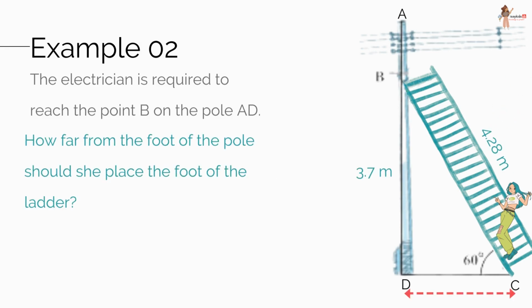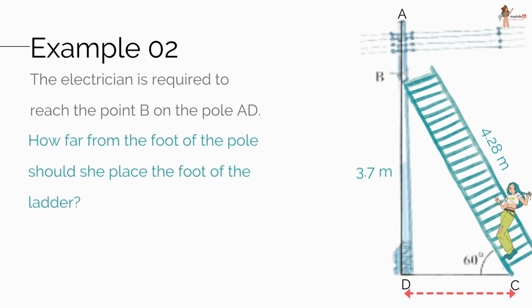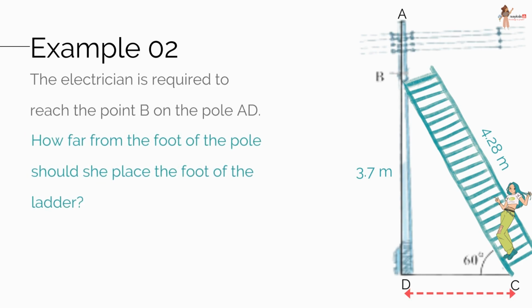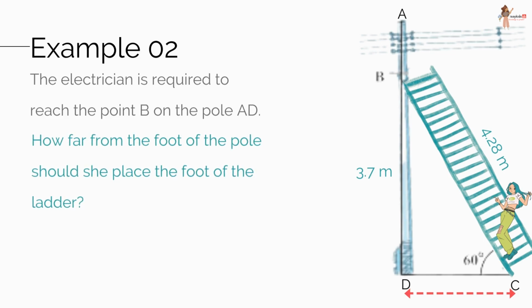We need to find out how far from the foot of the pole she should place the foot of the ladder. Here we can use tan or cos since we have the perpendicular, the hypotenuse and also the angle of elevation. Let's try with tan.